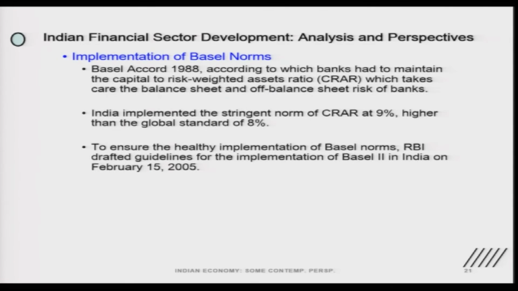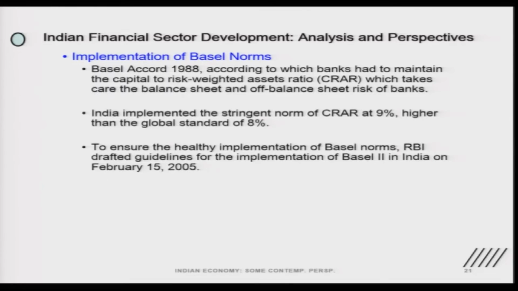Then we had the implementation of Basel norms. Basel is a small city in Switzerland, and there we have the Bank for International Settlements, BIS. The International Committee on Bank Regulation helps a lot in setting up standards for global banking regulation. Under that, we had the Basel I scenario introduced in 1988. In 2004 we had the Basel II requirement. Now we are in Basel III.